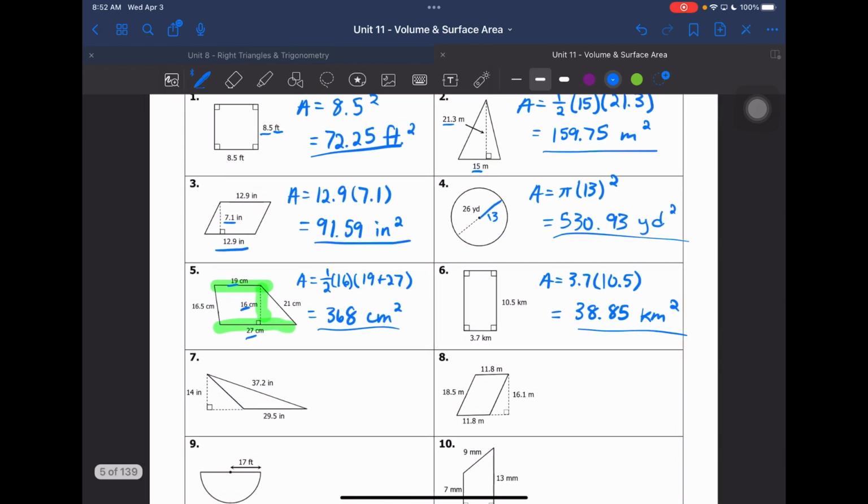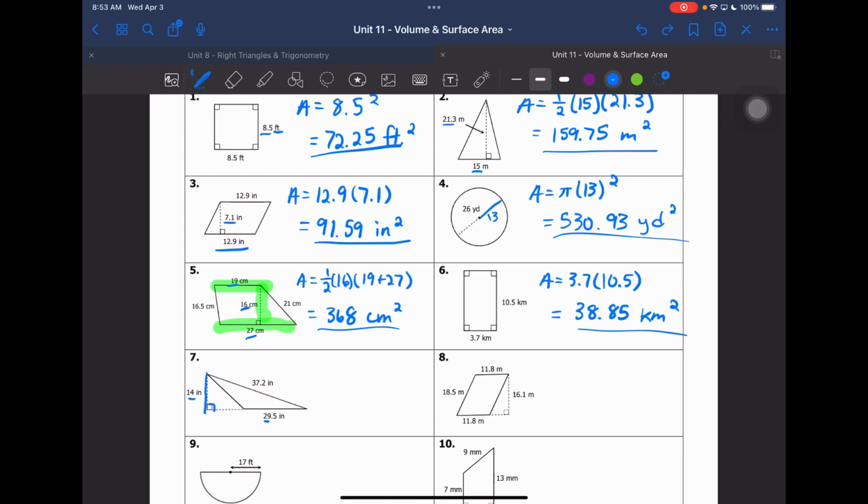Next, let's look at number 7. This is a triangle, and they needed to include this 14 over on the side because that's the height of the triangle. The height has to be perpendicular to the base, or creating a 90-degree angle with the base. And so if you know like this distance, that's not the height.